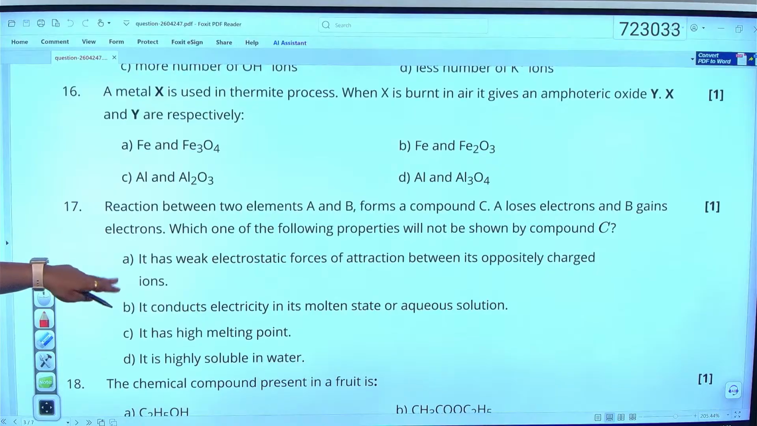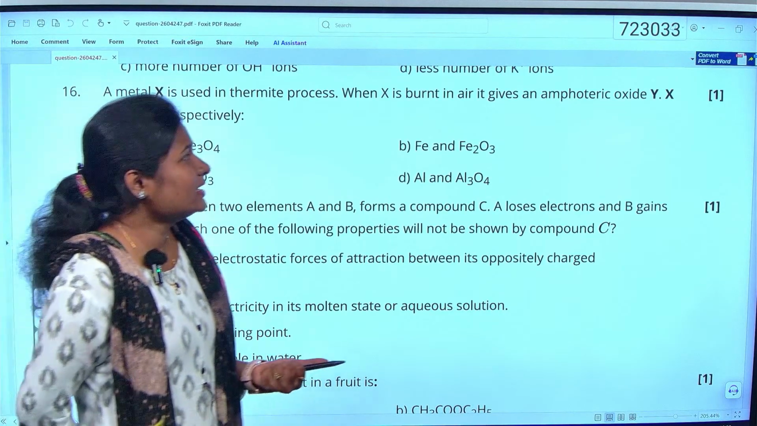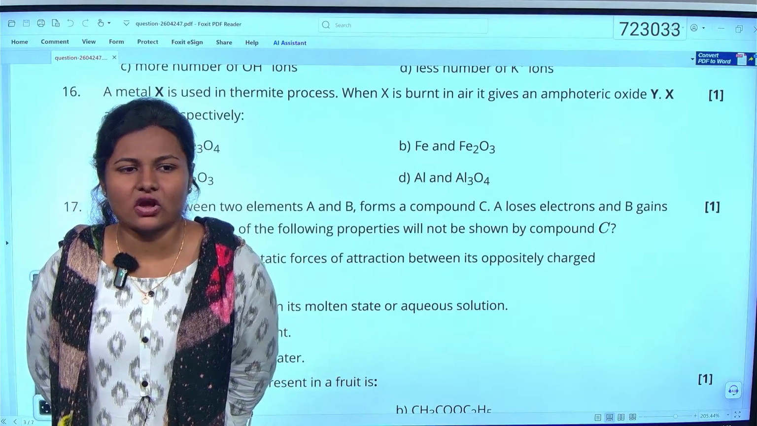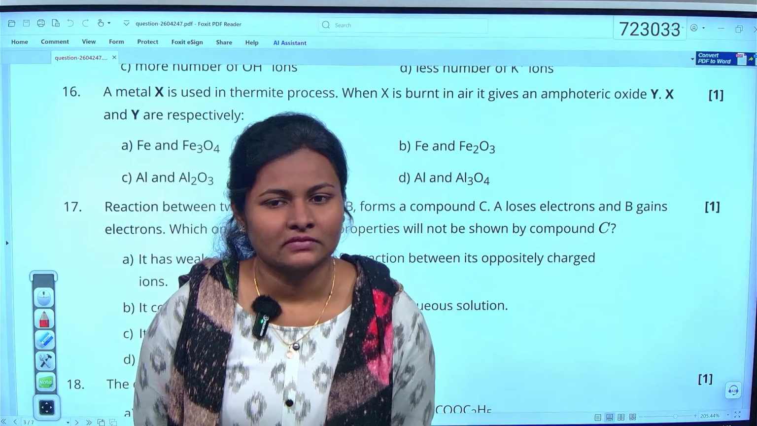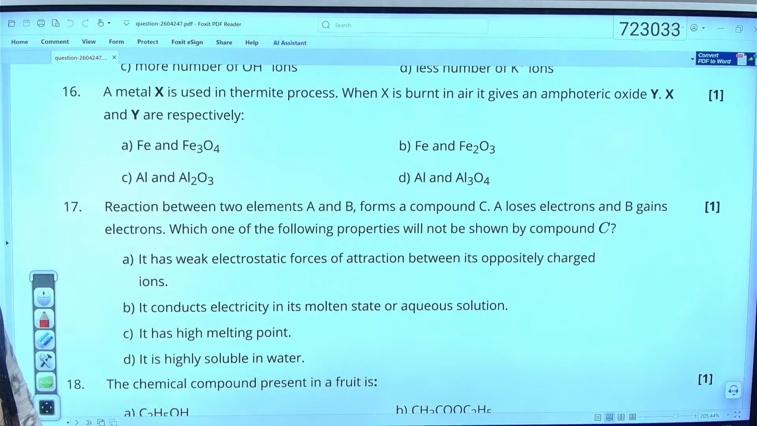Metal X is used in thermite process. When X is burnt in air, it gives an amphoteric oxide Y. X and Y are respectively... X is burnt in air, it gives an amphoteric oxide, they have said. Which are the amphoteric oxides? Zinc oxide and aluminum oxide. Then how will aluminum come there? So aluminum oxide formula is what? Al2O3. So metal X was aluminum.